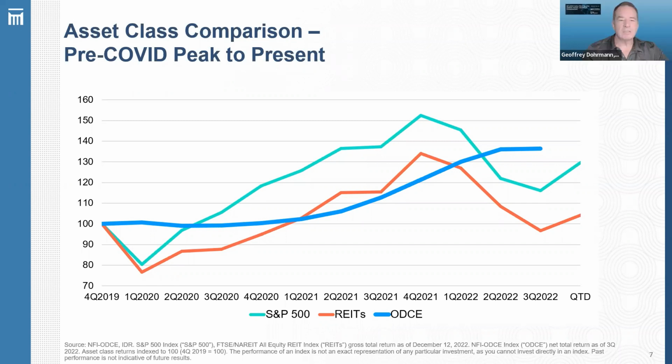We have a question also that came in, Garrett. It says industrial and apartments now make up about 60% of ODCE. Do you anticipate those allocations to continue increasing going forward? Or do you think fund managers have reached target weightings in those particular sectors?